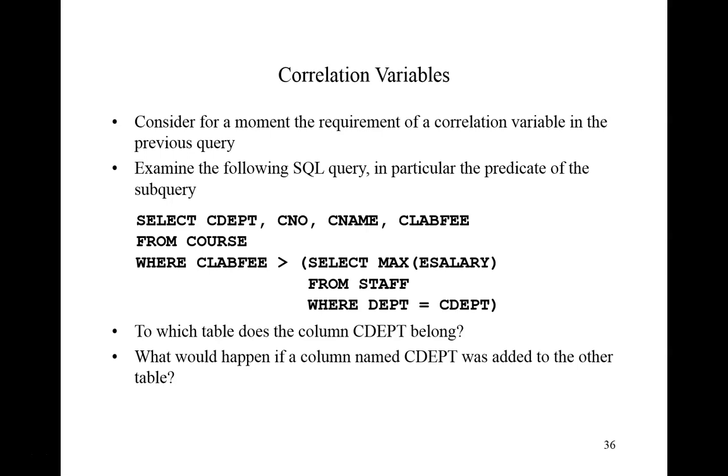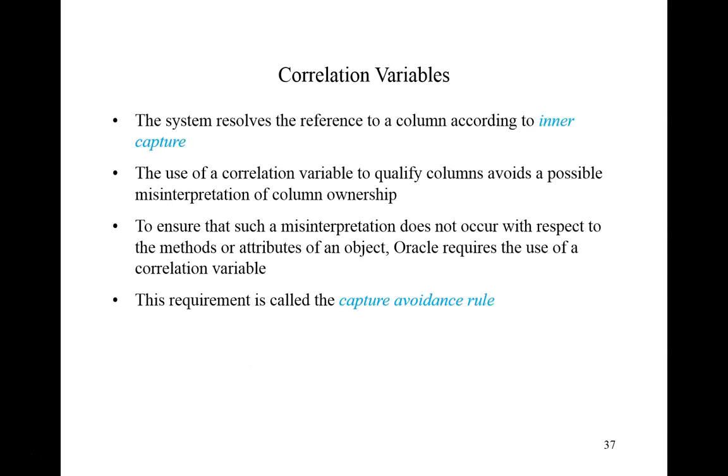To ensure that that's done, we could have said select max e-salary from staff where DEPT is equal to course.cDEPT and force the association back to the other table. The system resolves the reference to a column according to a process called the inner capture rule or inner capture. The use of a correlation variable to qualify columns avoids a possible misinterpretation of column ownership. That's what could happen in the query that we just showed you involving course and staff.